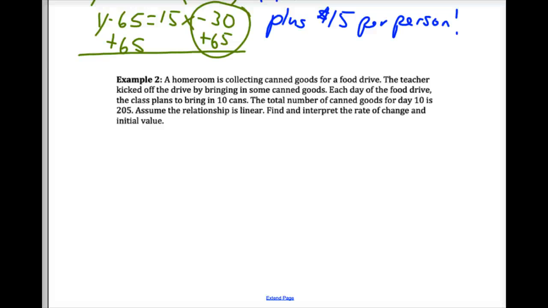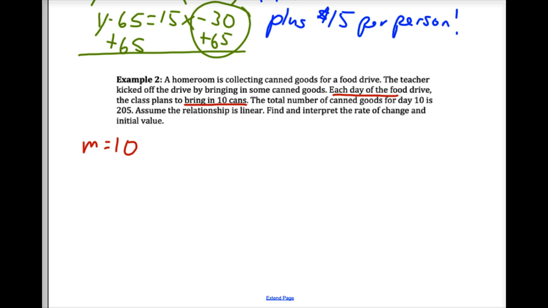Okay. Anybody know anything about this problem yet? What's one thing you know? Jack Muir: The slope is 10. Which 10? The 10 cans, not day 10. Guys, right here. Whenever it says each day, there's the slope. How much for one? The rate of change.